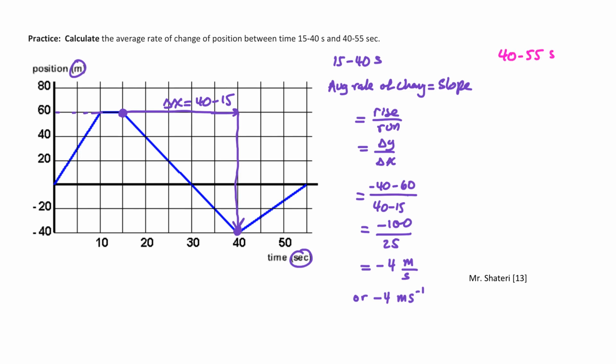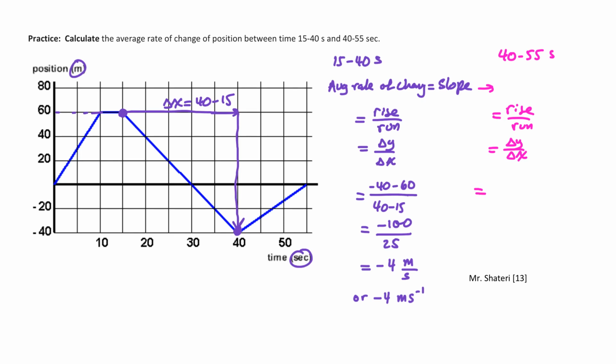You can pause the video and try this on your own and then check your answer. I'm going to go ahead and do this. It's going to be the same idea here, and then it's going to be equal to rise over run. That's delta y over delta x.